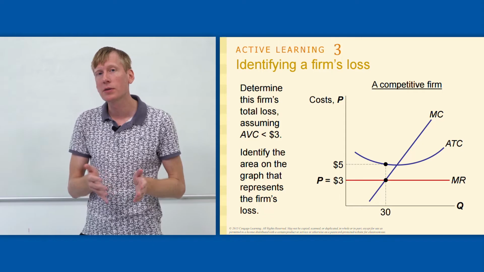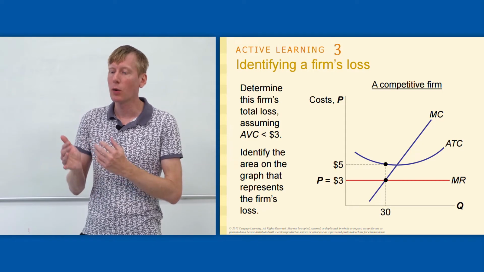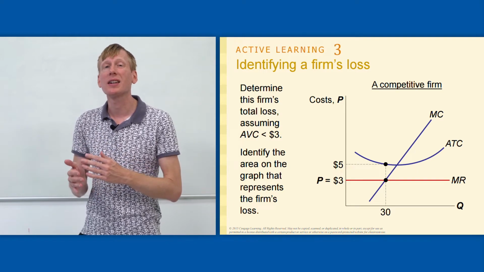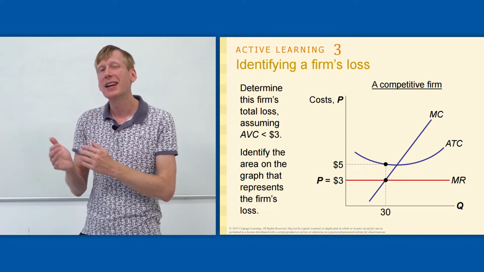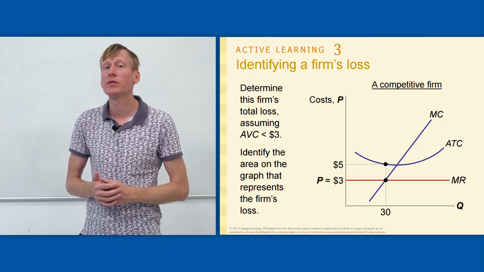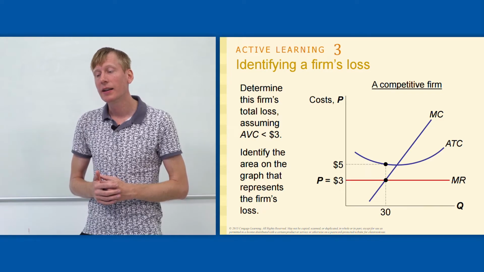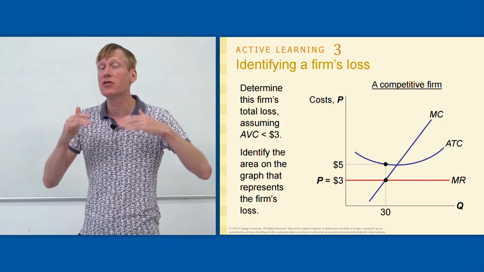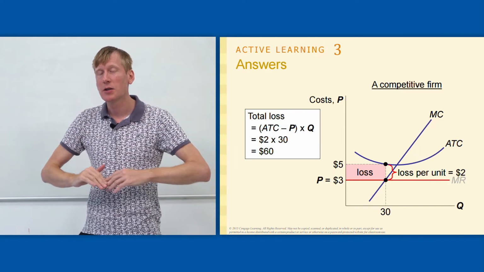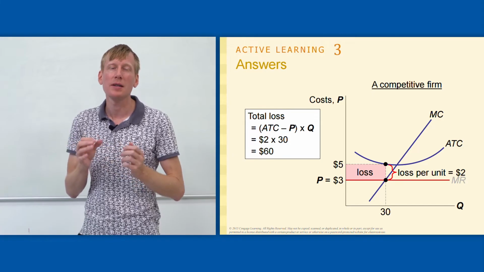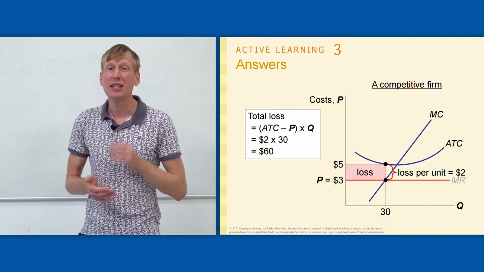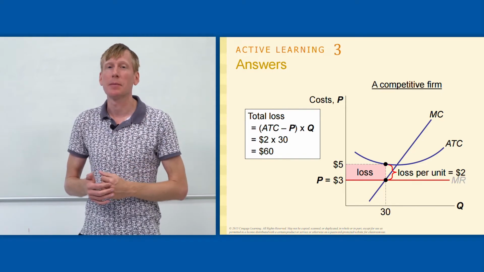In this case, suppose the firm chooses to produce this optimal quantity of output, which is where the price, marginal revenue, intersects marginal cost. And in this case, that optimal quantity of output is 30. But we can see that if this firm does produce 30, then their average total cost is 5 with a price of only 3. So now their profit isn't 2 times 30. Their profit is a negative 2 times 30. It's 3 minus 5 times 30.